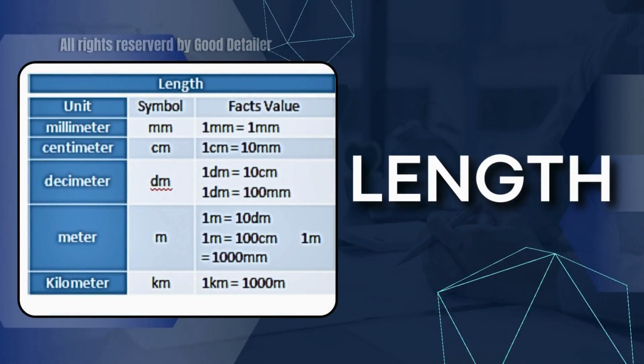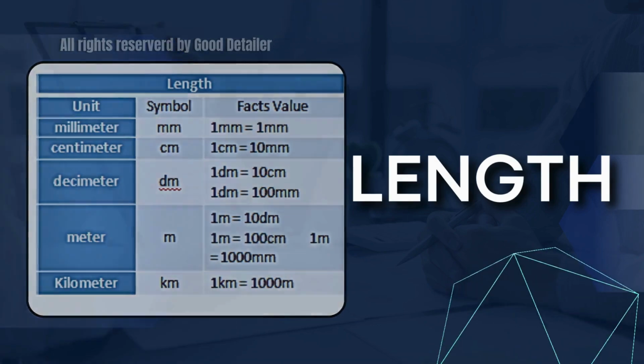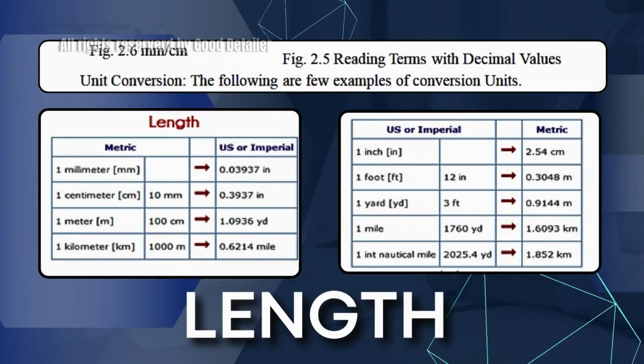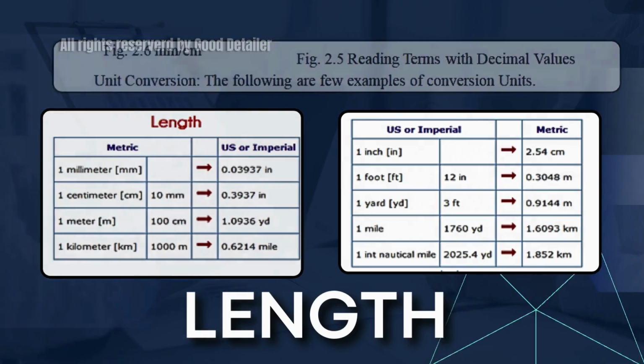This is a metric length conversion chart that shows the relationship between different units of length: millimeters, centimeters, decimeters, meters, and kilometers, using their symbols and equivalent values.